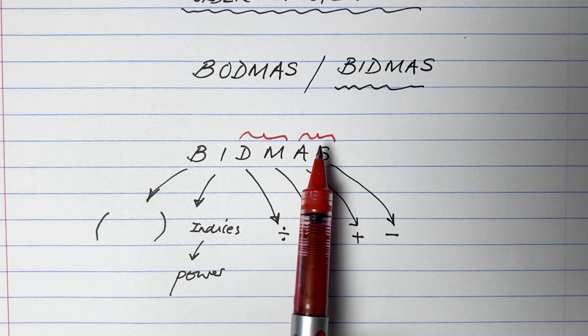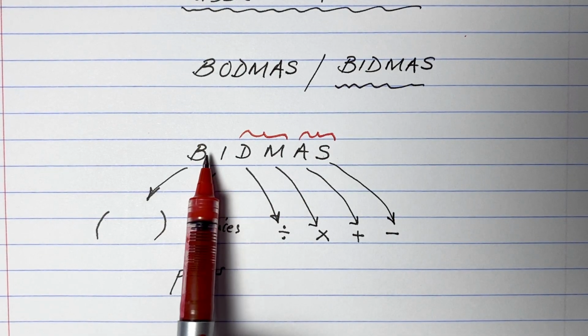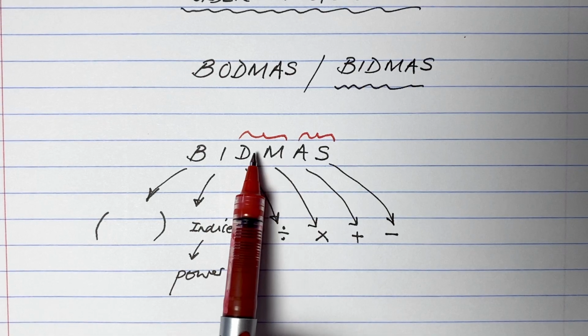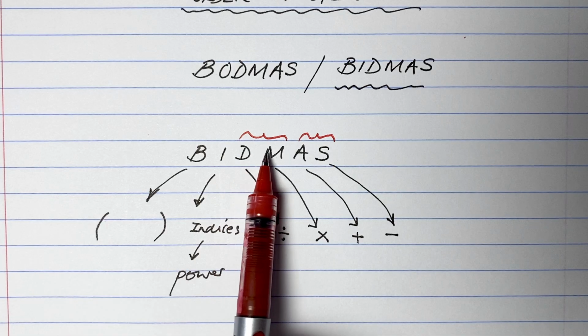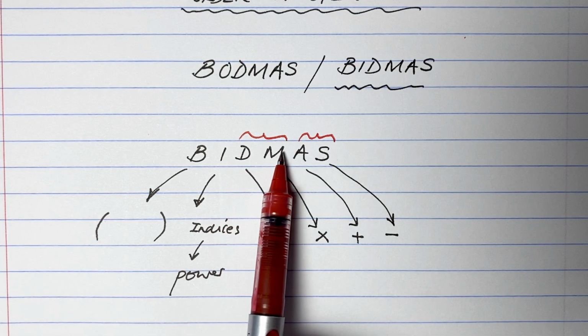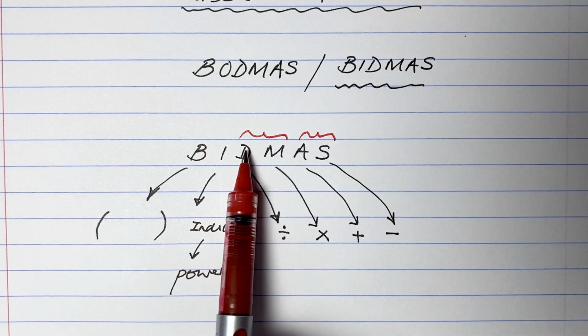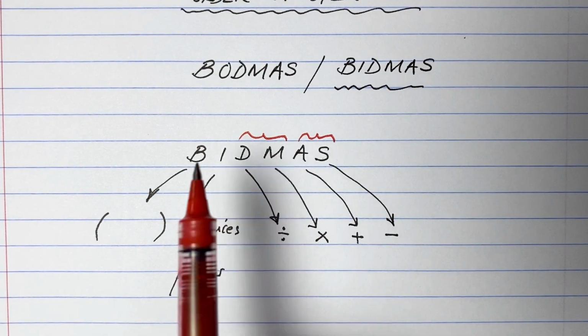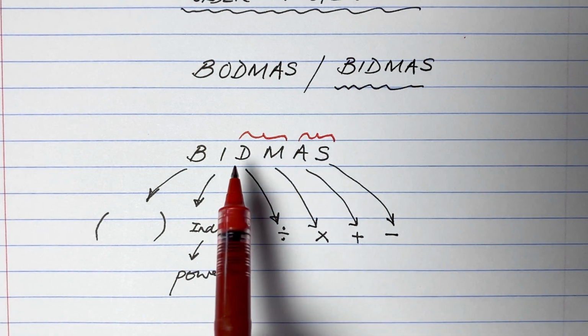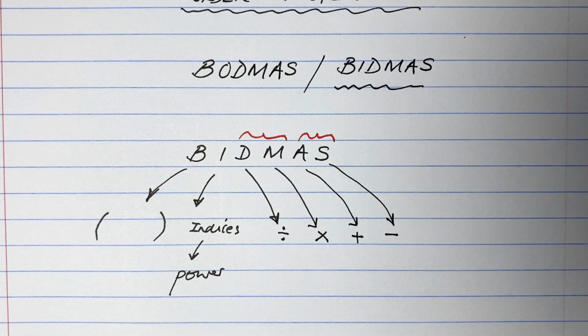The important thing is, if we have division and multiplication in the question, you have to do them in the order they appear. If multiplication comes first, you have to do multiplication before you do division. I'll give you examples of this because this can be quite confusing.